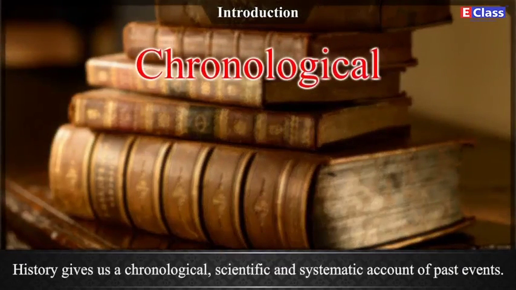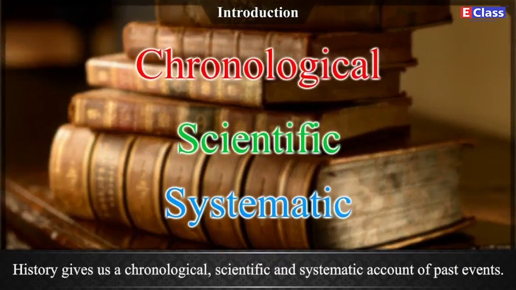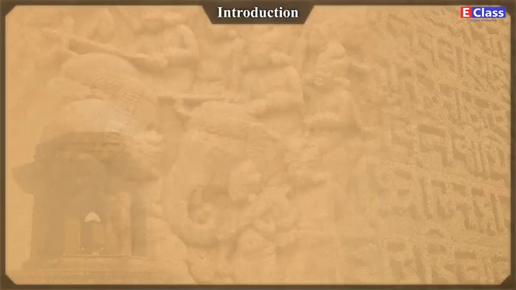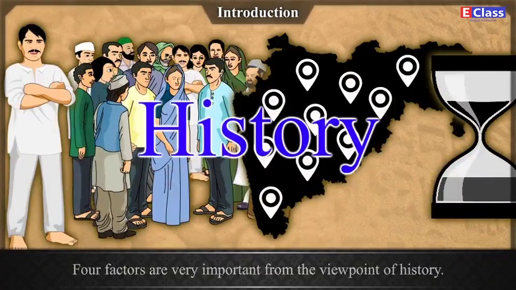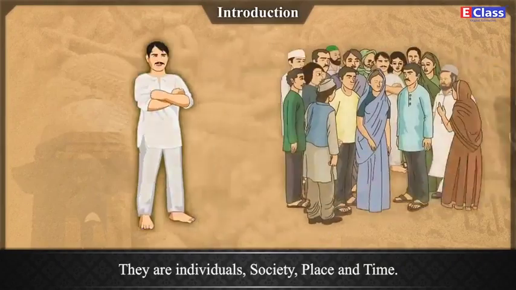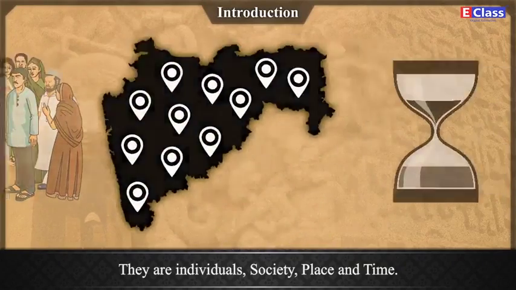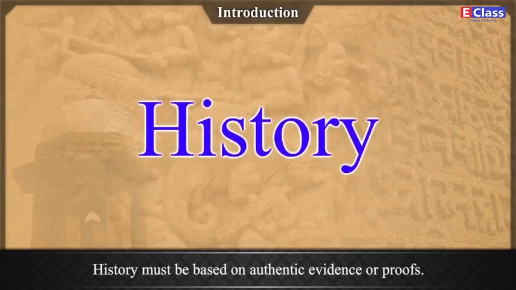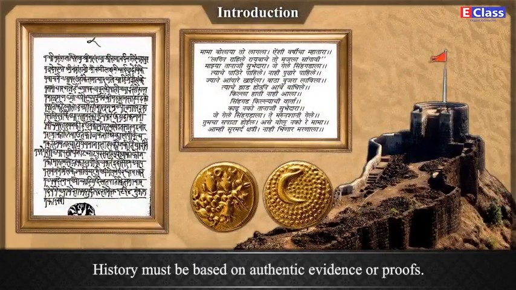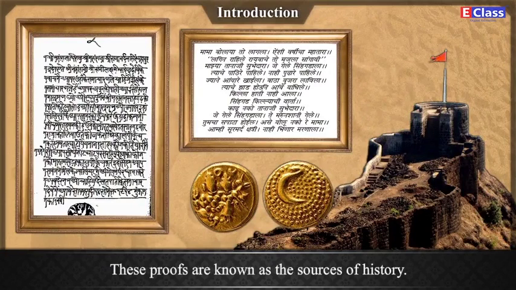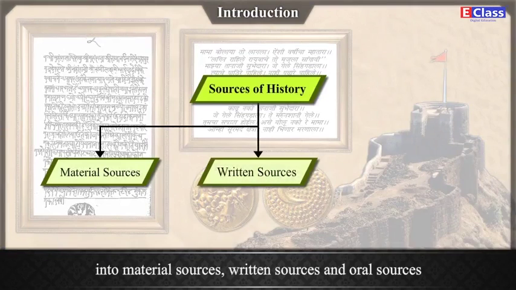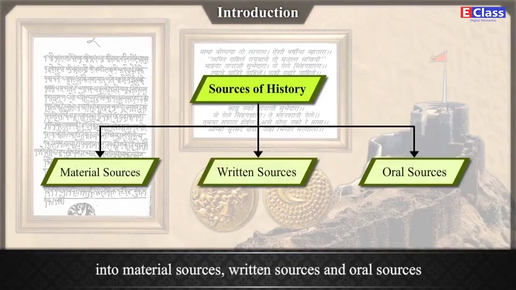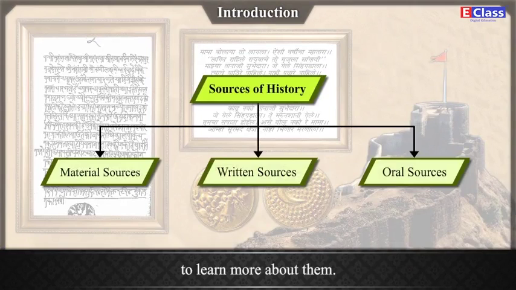History gives us a chronological, scientific, and systematic account of past events. 4 factors are very important from the viewpoint of history. They are individuals, society, place, and time. History must be based on authentic evidence or proofs. These proofs are known as the sources of history. Let us classify these sources into material sources, written sources, and oral sources to learn more about them.